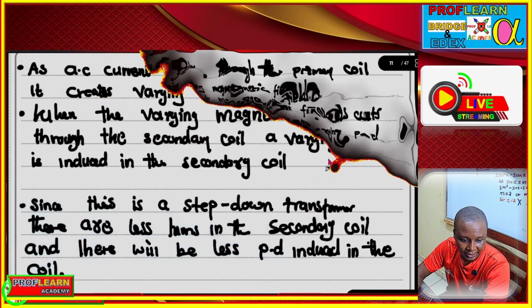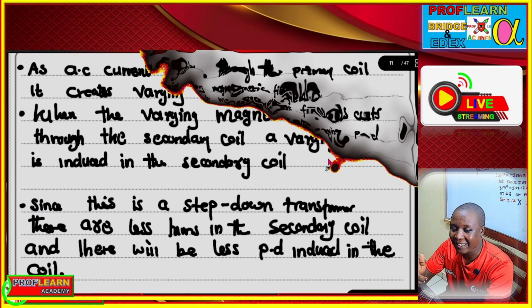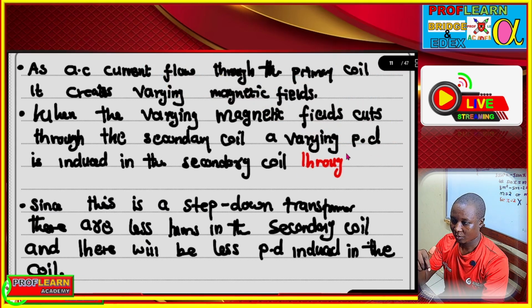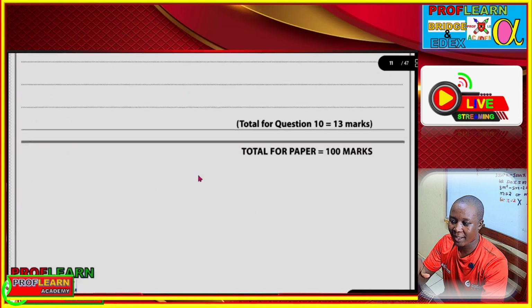I'm just highlighting what you have to write in order to earn all the marks, and that is how you should structure your answers. Just understand that when alternating current flows through the primary coil, it creates varying magnetic fields. When these varying magnetic fields cut through the secondary coil, they induce an EMF in the secondary coil. And since we have fewer turns in the secondary coil, less EMF is induced. All this induced EMF is through electromagnetic induction.